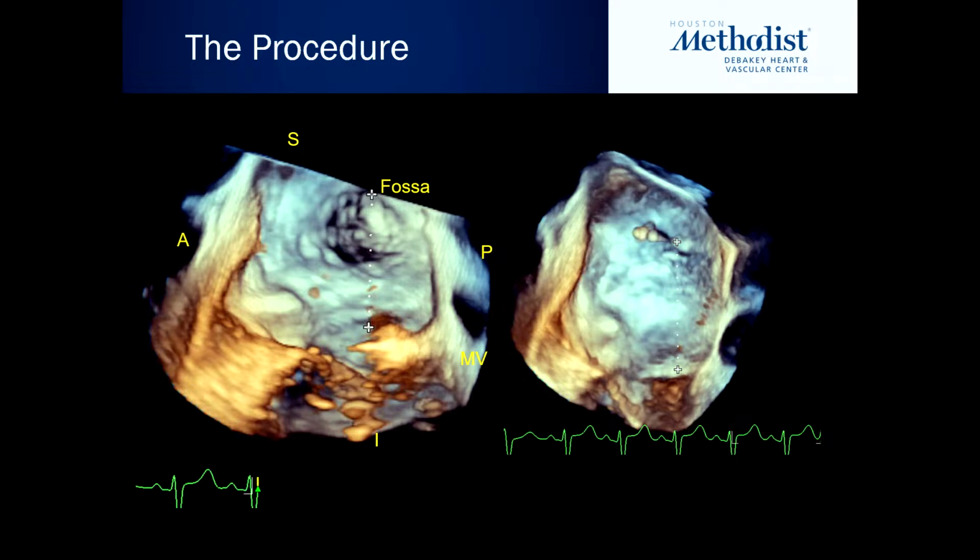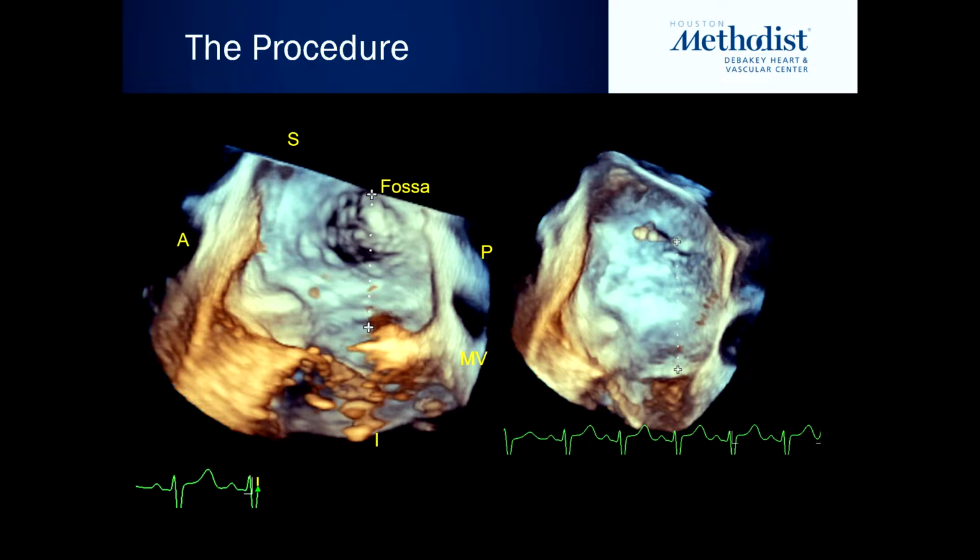In this case, we directly jumped into using 3D for the whole procedure in terms of the transseptal puncture and the valve and clip assessment. We're looking at the fossa directly, where on the left side is the anterior where the aorta is, and on the right side is the posterior. And lower down here is the mitral valve.